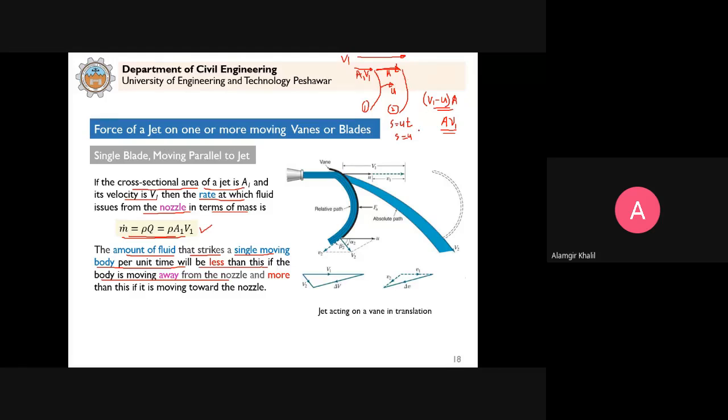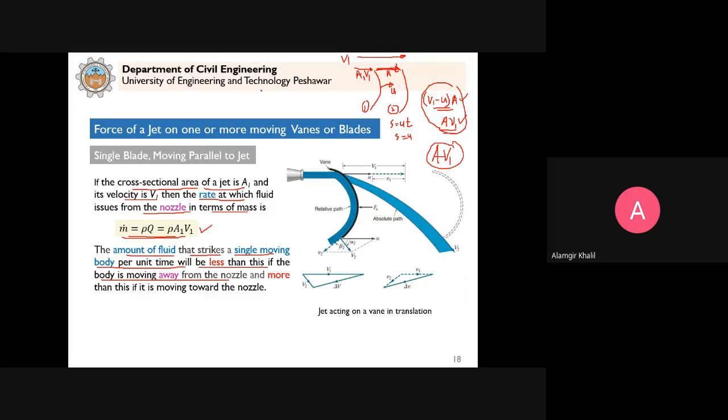Clear? If the vane is at rest, the jet is hitting the vane with area A1 at velocity V1. This is the discharge it hits. But when the vane is in motion, some of the discharge is used to elongate the jet and the remaining will hit. So this discharge is either (V1 minus small u) into A, or A1 into the relative velocity. This will hit the vane.